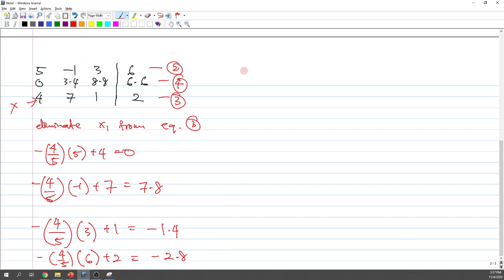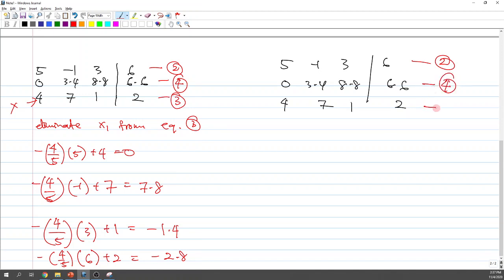Okay, so then we rewrite again the equation. So 5, negative 1, 3, 6, 0, 3.4, 8.8, 6.6, 4, 7, 1, and 2. Okay, so we rewrite the number of equation. So this is number 2, this is number 4, and this is number 5.